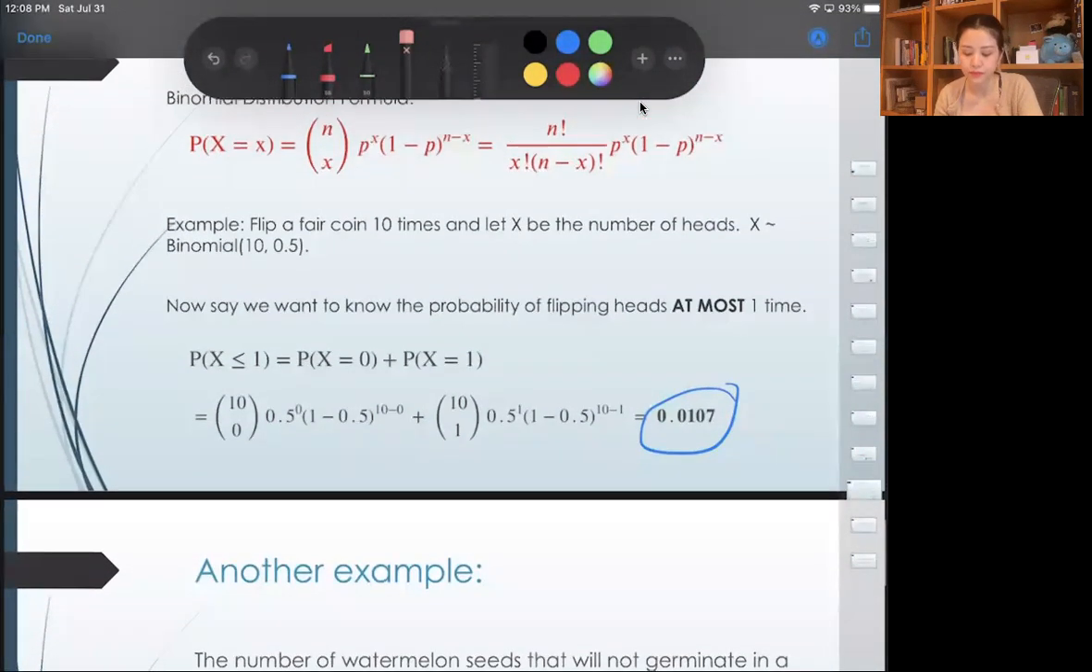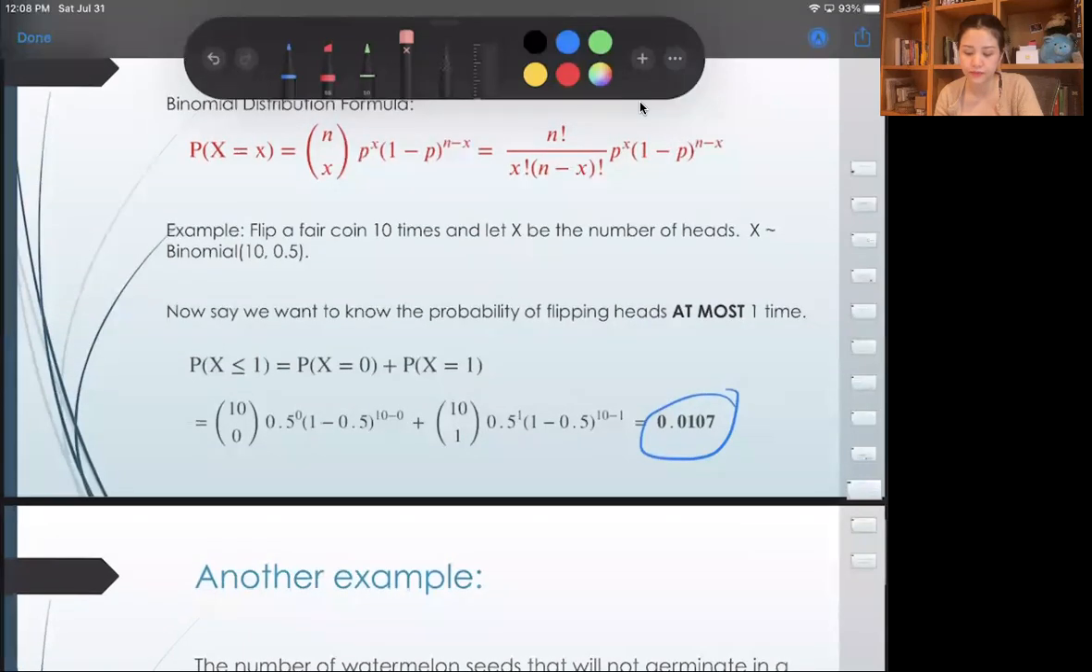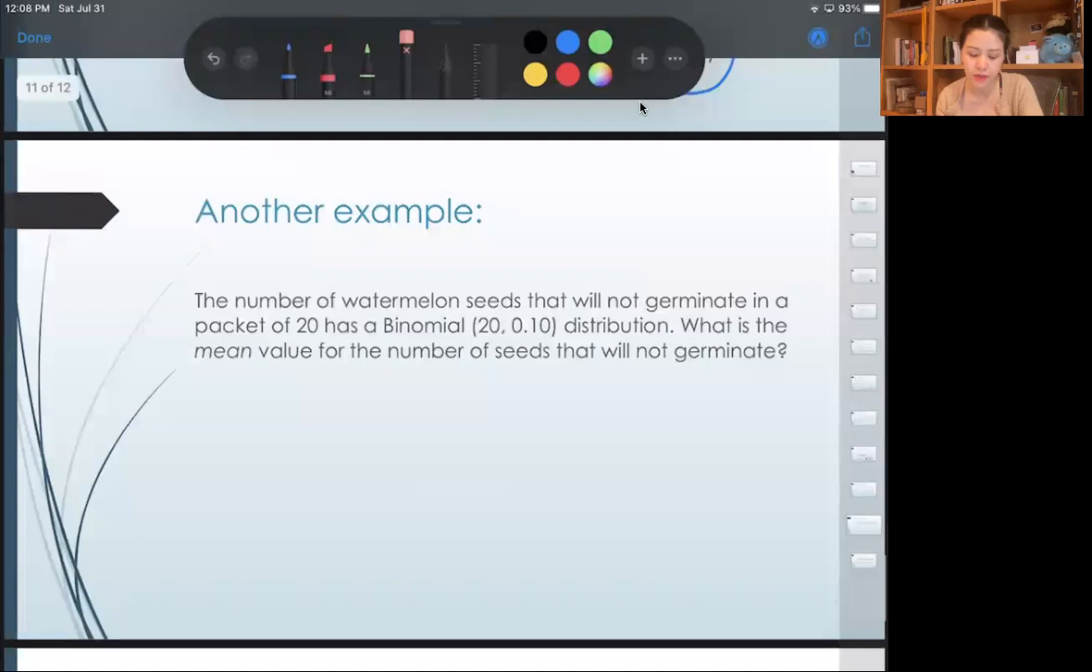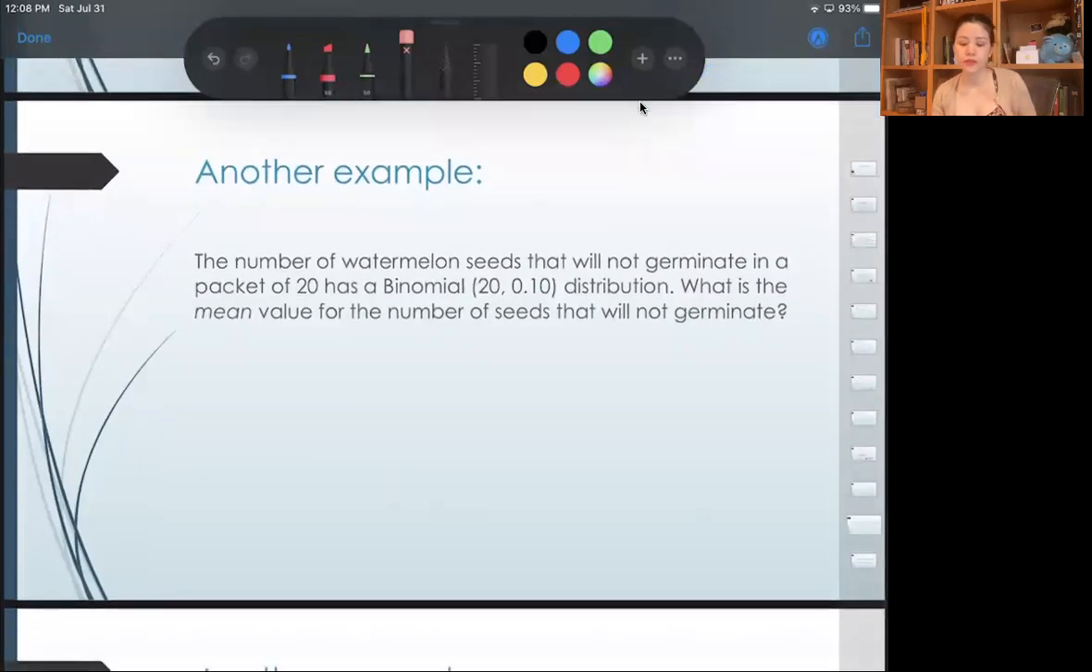So that's how we calculate the probability using the binomial distribution formula. Okay, another example: the number of watermelon seeds that will not germinate in a package of 20 has a binomial distribution. Sample size is 20, and the probability of success is 10%, 0.1. What is the mean value for the number of seeds that will not germinate?